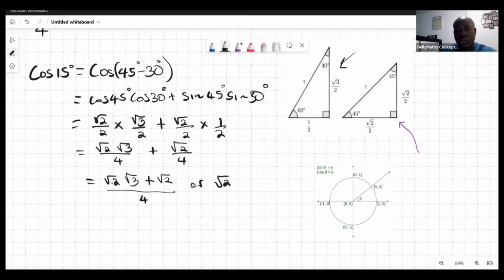I could factor out root 2, open a bracket. I'll have the root of 3 plus 1, and all of this over 4. Or I could have represented this as the root of 6 plus the root of 2 all over 4. Diverse ways to represent our answers, and we're good there.